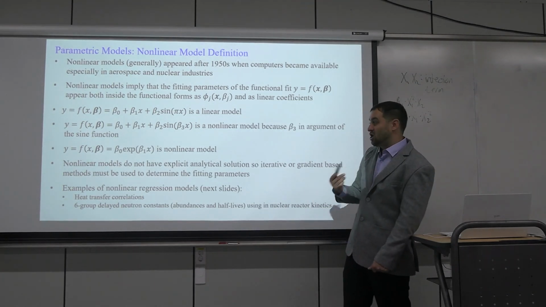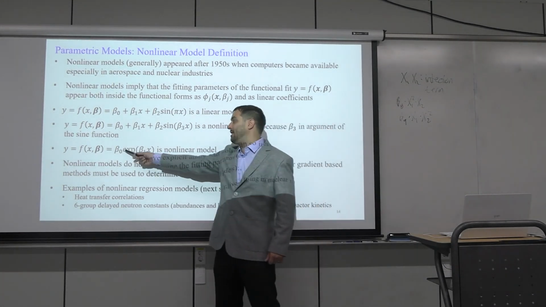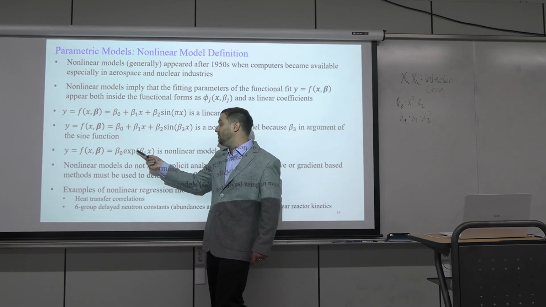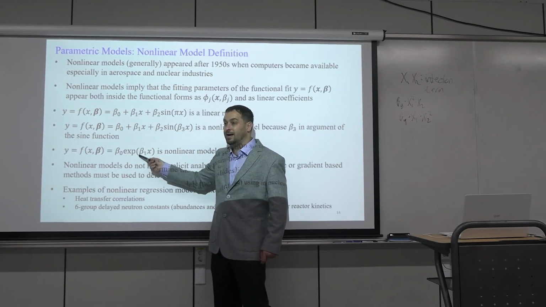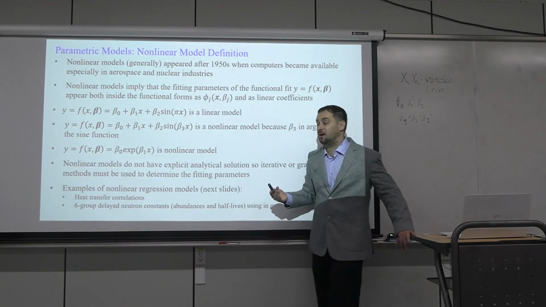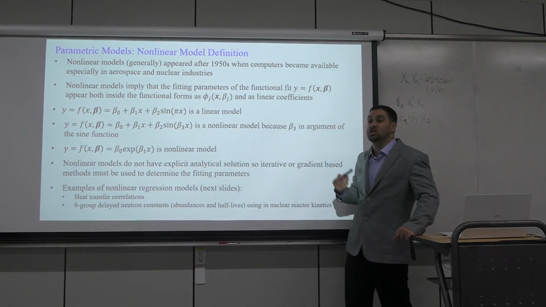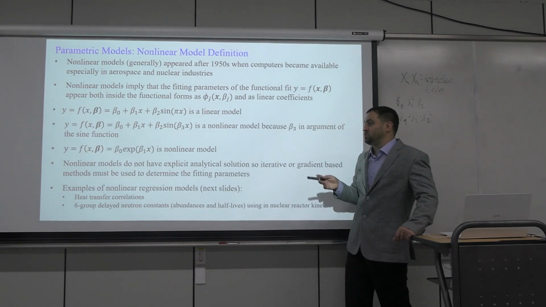Another example of a nonlinear model would be beta naught times the exponential of beta 1 times x. So here the coefficient beta 1 is inside the argument of the exponential function. So this is a nonlinear model. And so that's the difference between the linear model and nonlinear model.